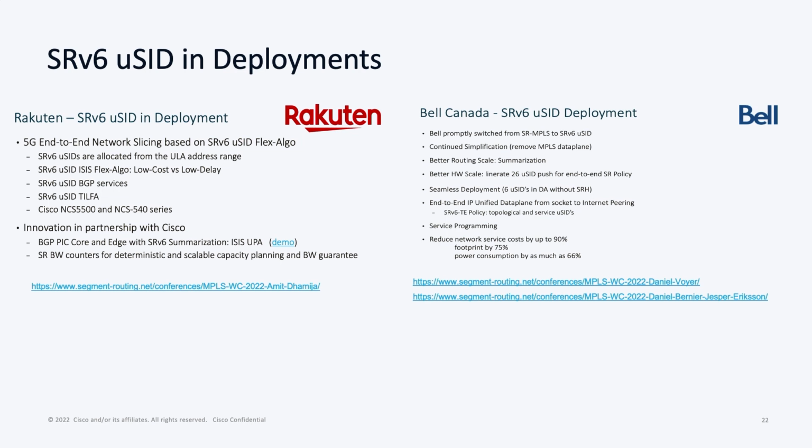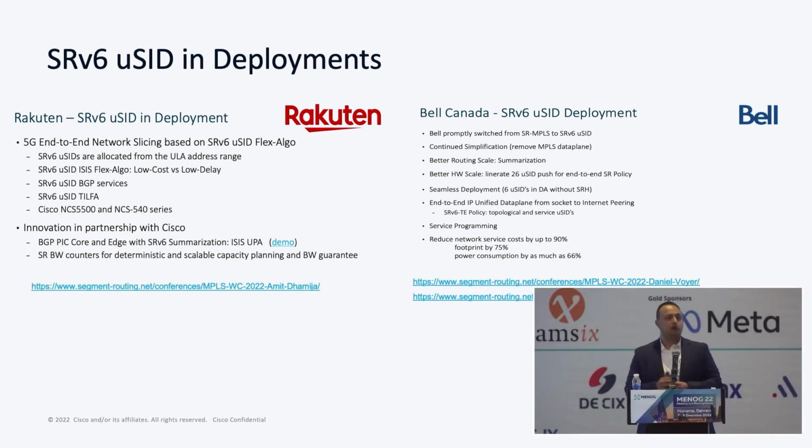The likes of Rakuten have deployed this to realize end-to-end 5G slicing, where we need a very deep and very large stack to get your traffic steered through things like virtualized services, the likes of DPI, CGNAT, firewall, web filter, you name it. And we have also deployed this in Bell Canada as well. There are some links here. Again, I'm referring to the segment-routing.net.